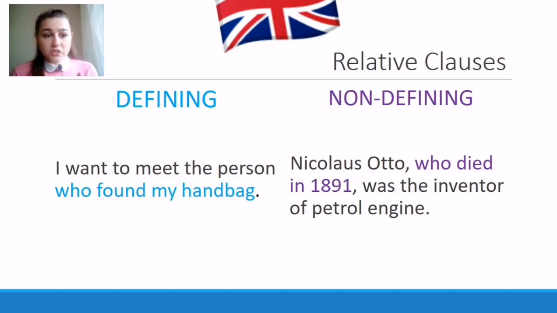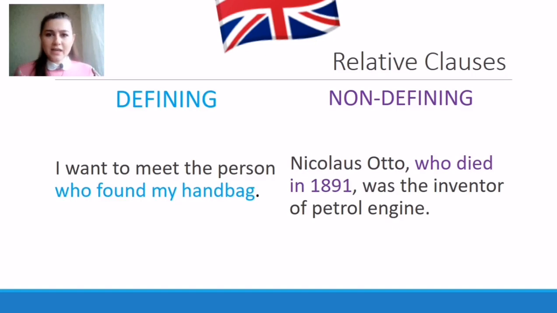I want to meet the person who found my handbag. Who found my handbag is a defining relative clause. It refers to the word person and it, let's say, defines it. It gives specifying information. Whereas in the second case, Nikolaus Otto, who died in 1891, was the inventor of the petrol engine. Who died in 1891 gives extra information. So it doesn't identify who exactly we're talking about.